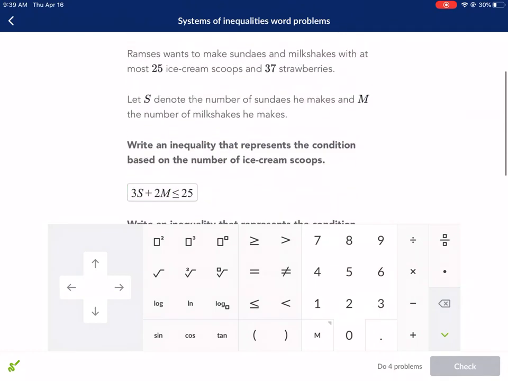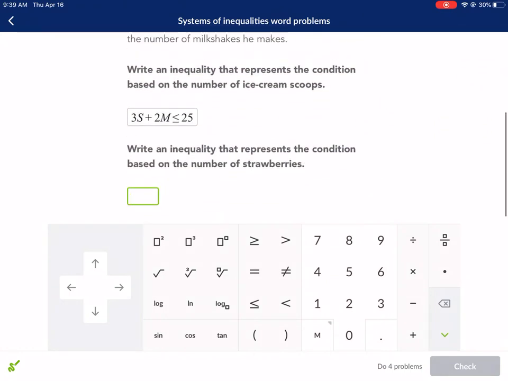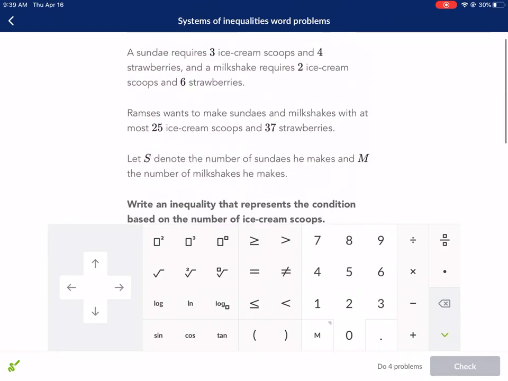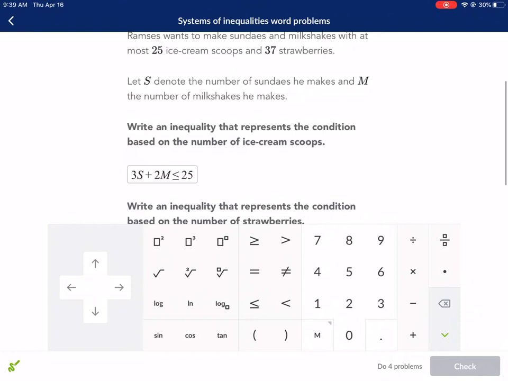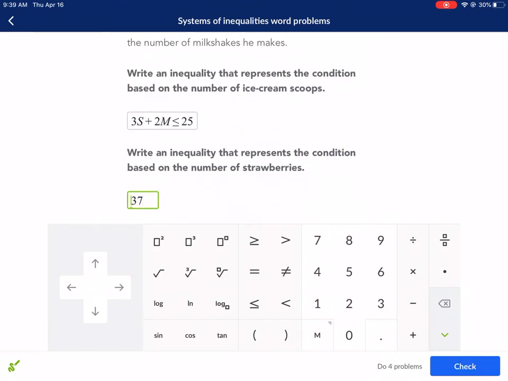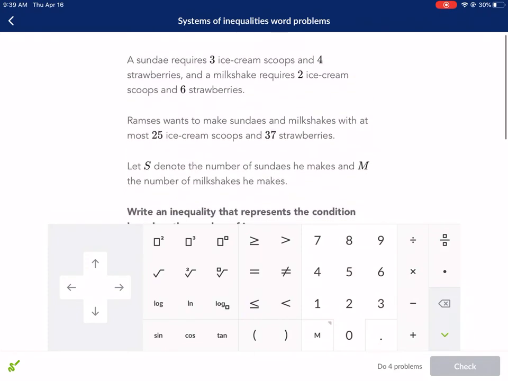Now our second one. Now we're only concerned with the number of strawberries, okay? We already talked about the scoops. Now we're talking about strawberries, okay? We already know that it says no more than 37 strawberries. It says at most 37. So 37 is going to be the number, and it has to be less than or equal to that, okay? 37 is the maximum.